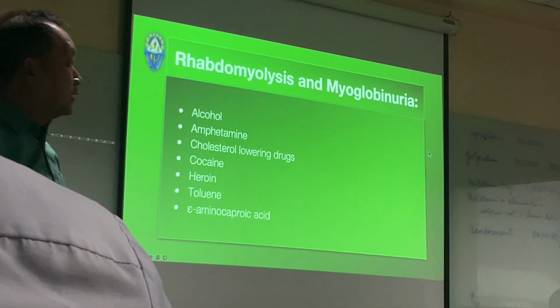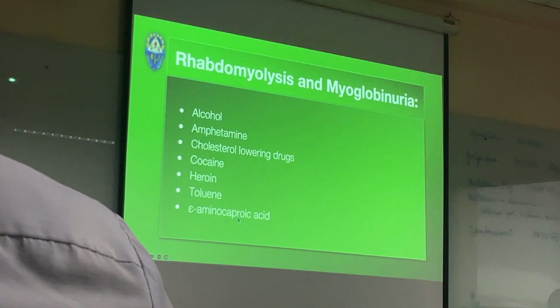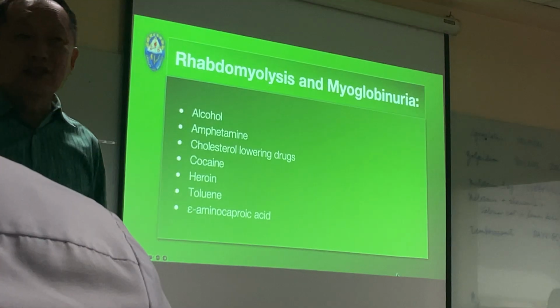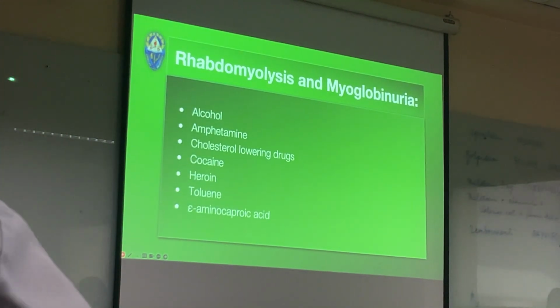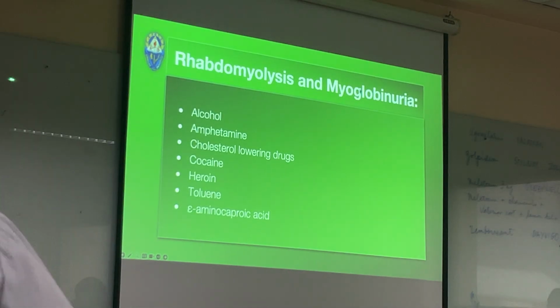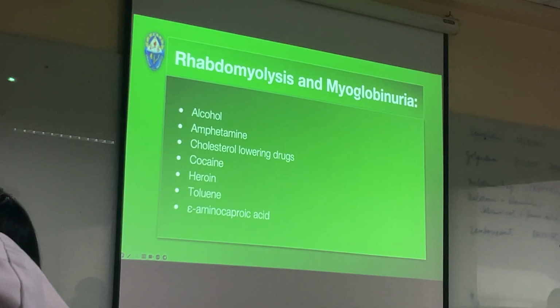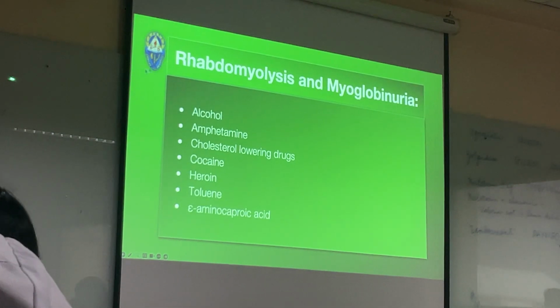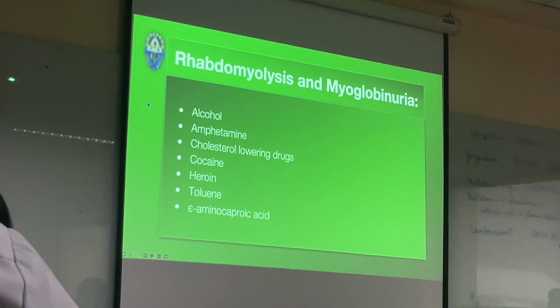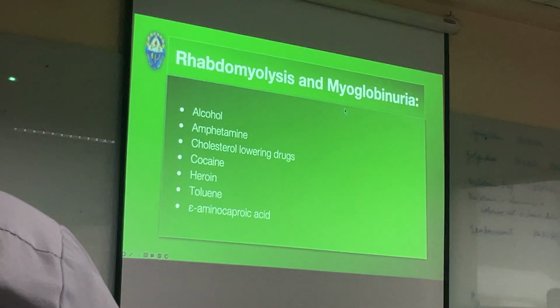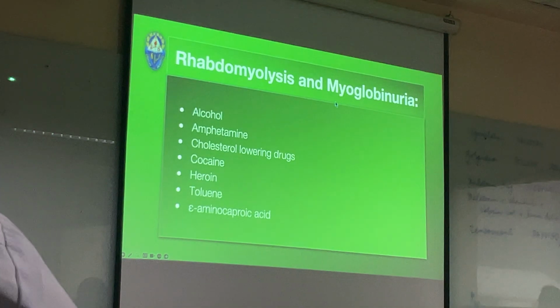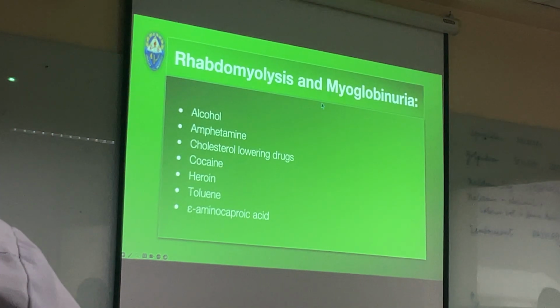In medical school, in the past 40 years, the most common cause of rhabdomyolysis and myoglobinuria among medical students is caffeine. Trauma. Fraternity initiation. As a result of myoglobinuria, it can cause acute renal failure.